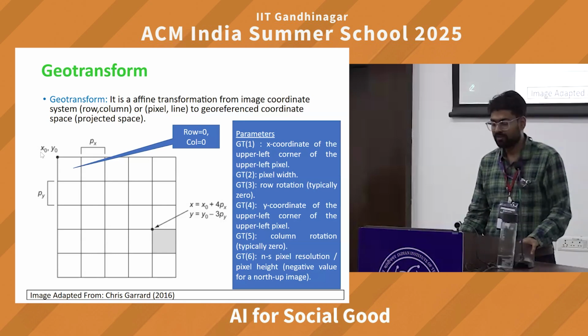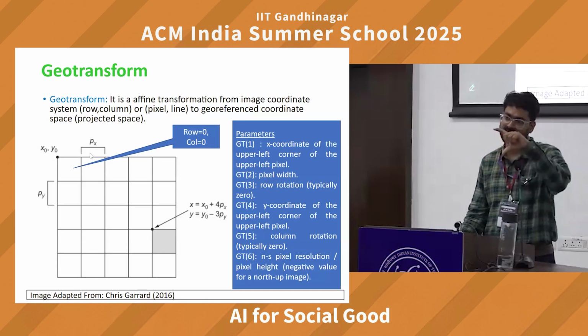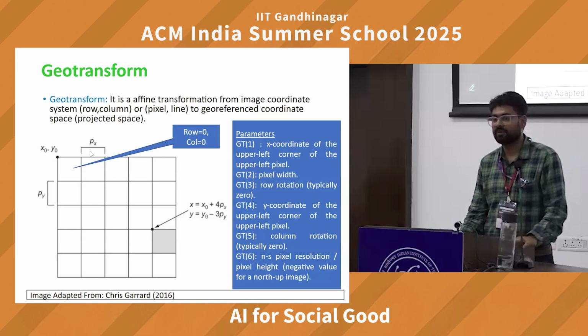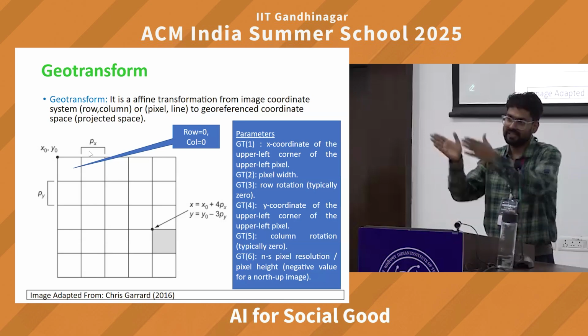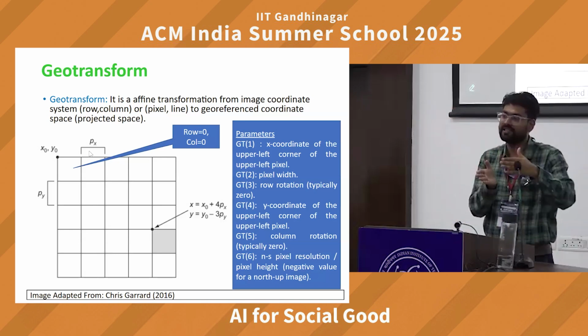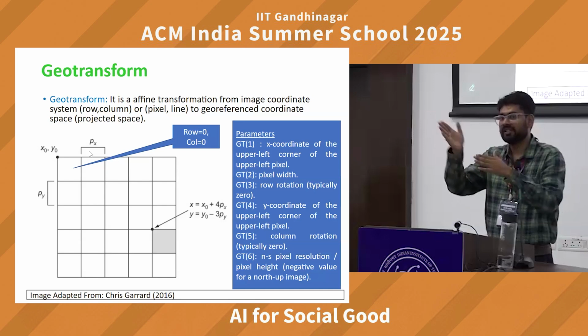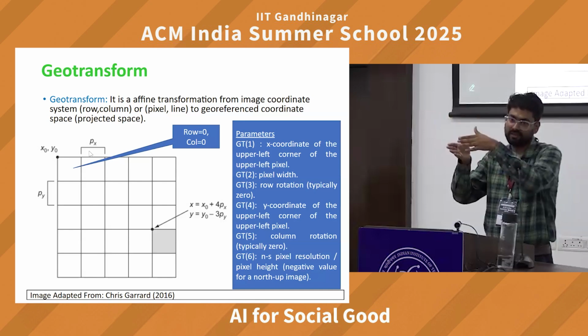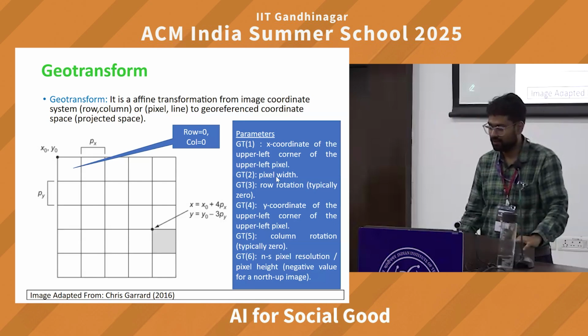Okay, so one value is the upper left coordinates x0 and y0. Another one is the pixel resolution in the x direction and the y direction. And sometimes it so happens that your satellite is moving in a particular direction, so you want to introduce that shear effect also in this image. So you have to mention the row rotation as well as column rotation.